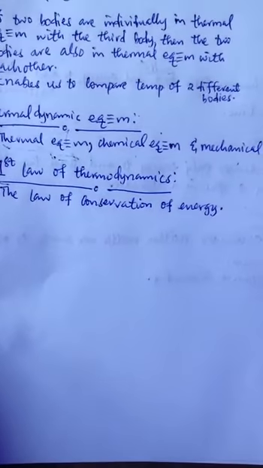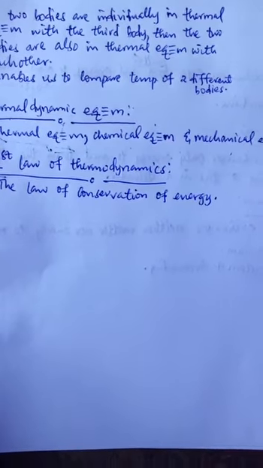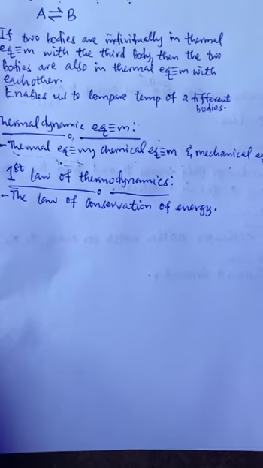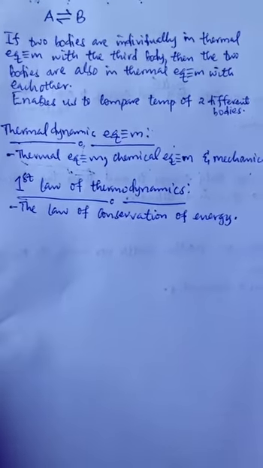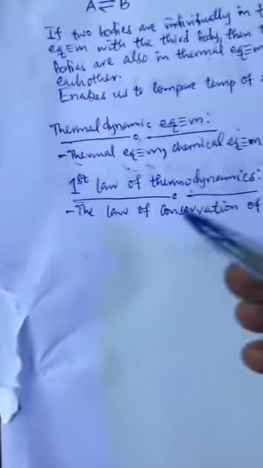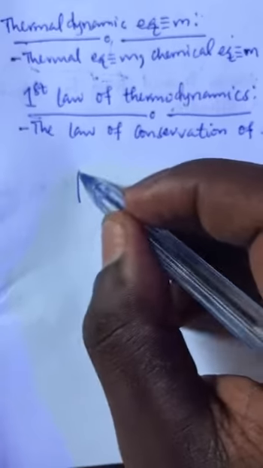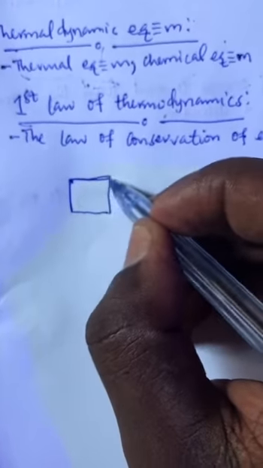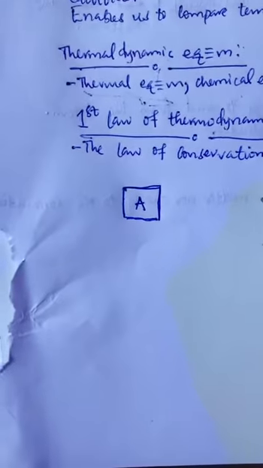The law of conservation of energy states that energy can neither be created nor destroyed, but can be transformed from one form to another. This first law of thermodynamics can be stated in two different ways. We are going to look at the second way. Basically, to understand this law very well, for example, if we have one system, let me say system A, and we have a system B.